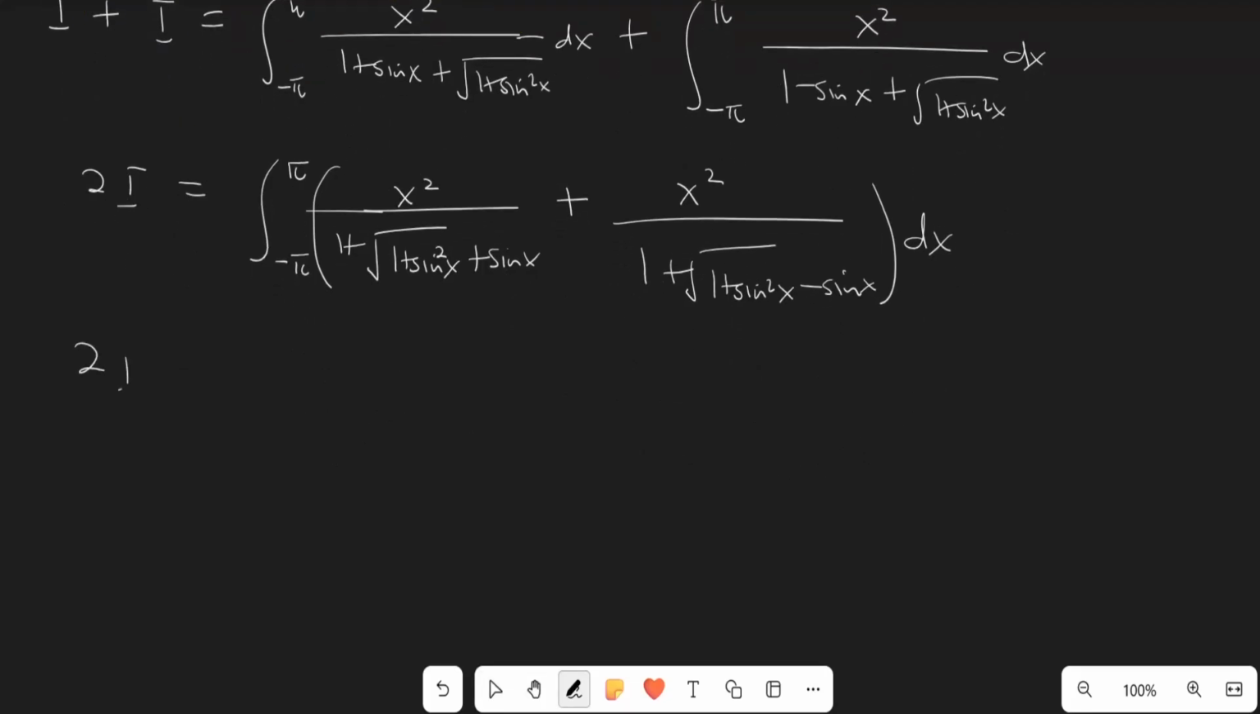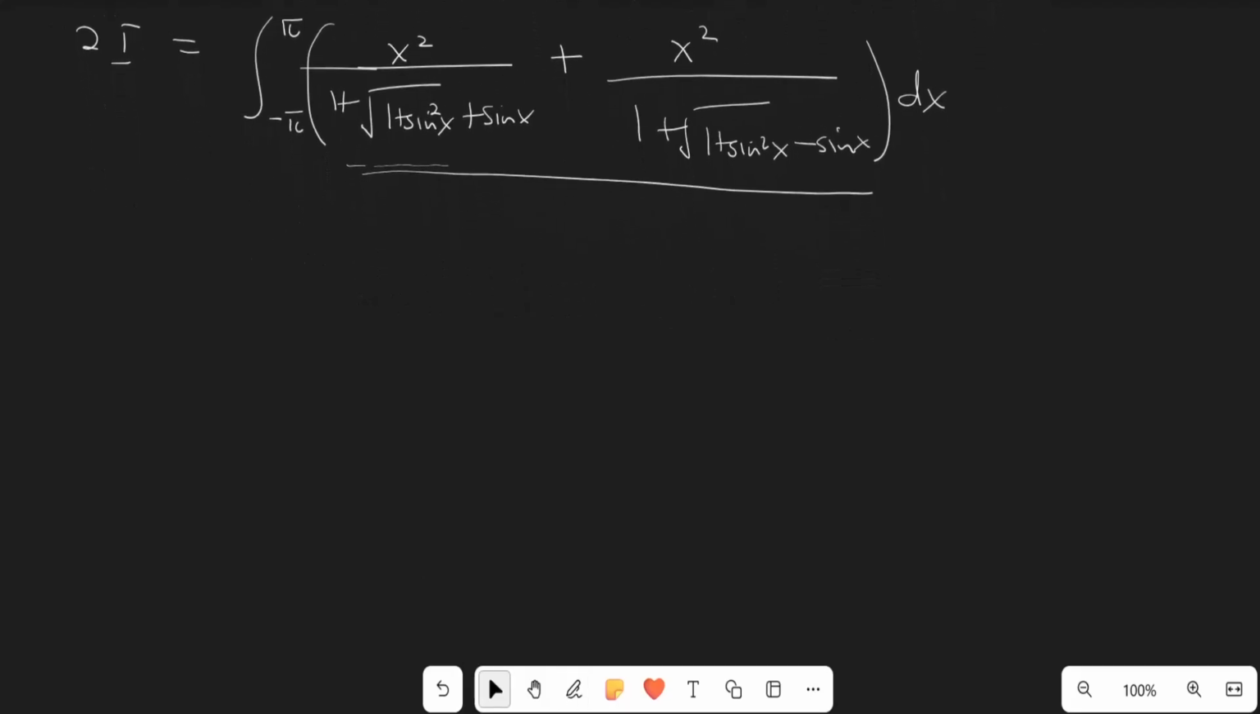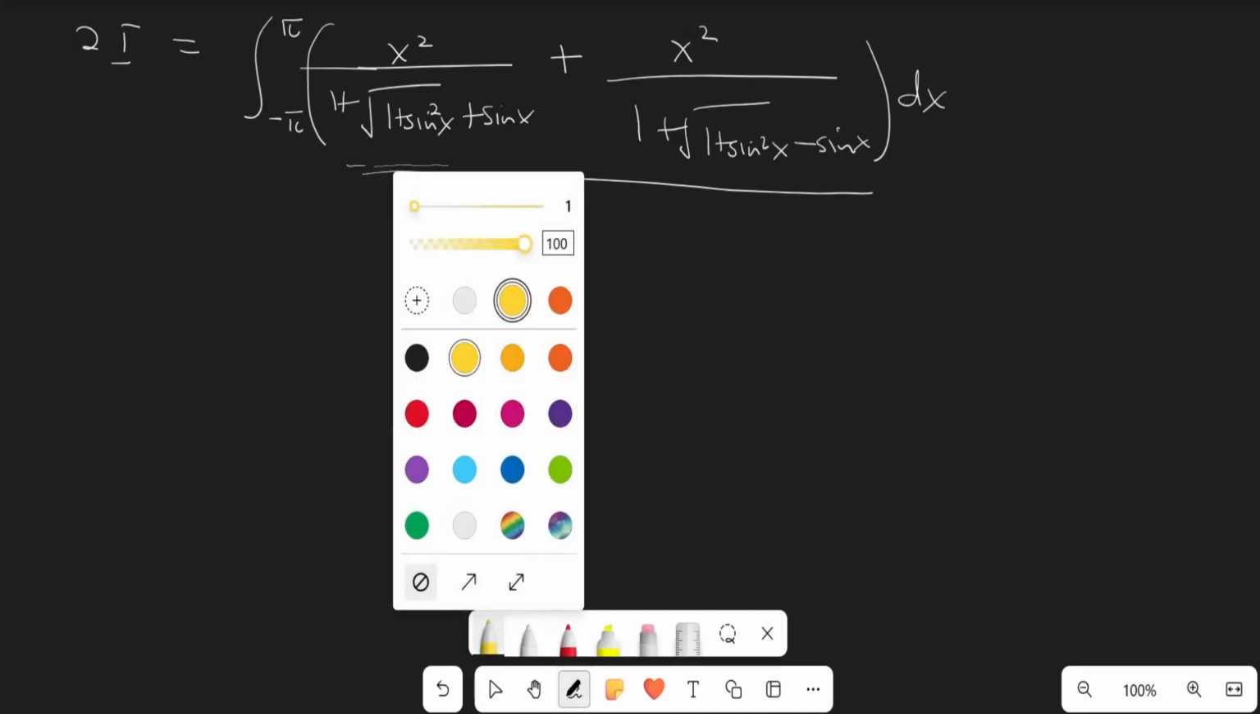So 2I from the left hand side is equal to the integral from negative pi to positive pi of this one. So instead of writing the integral, I am going to simplify the integrand, and then I'll come back later and integrate. So I am going to simplify this one without the integral, and then I will come back for the integral. So we can do this in a different color.